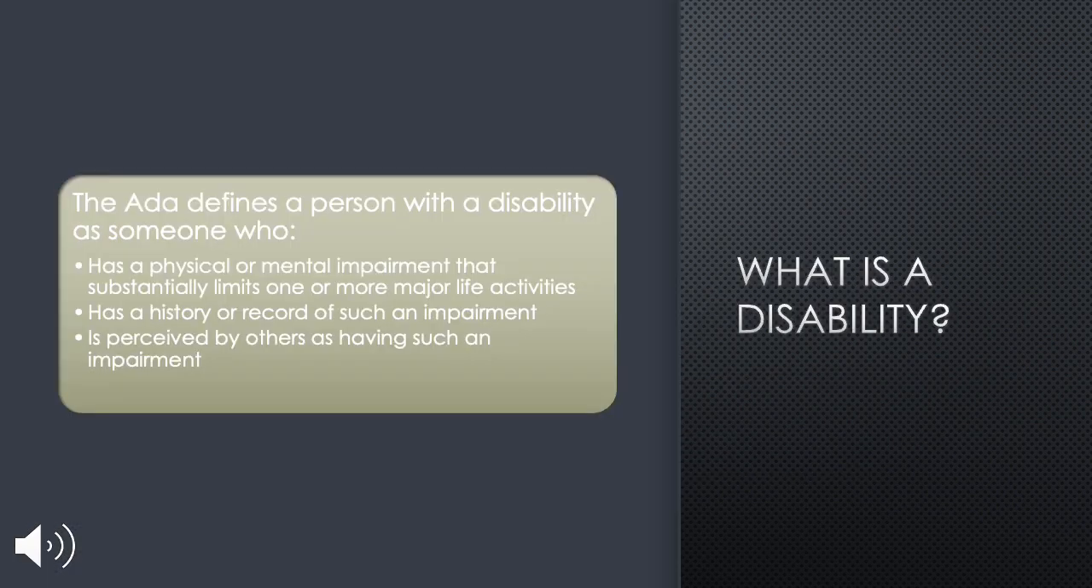What is a disability? We are using the ADA's definition, and they define a person with a disability as someone who has a physical or mental impairment that substantially limits one or more major life activities, has a history or record of such an impairment, and is perceived by others as having such an impairment.